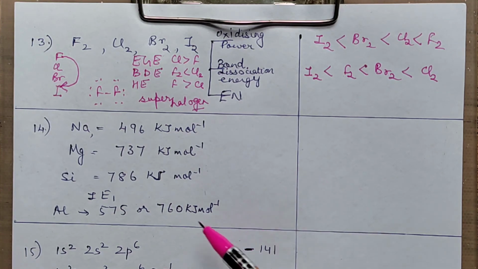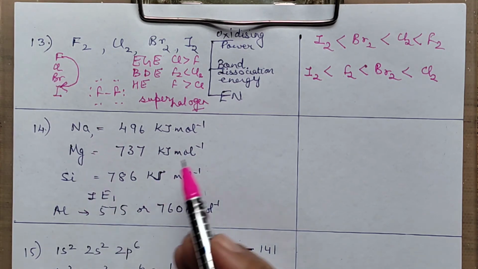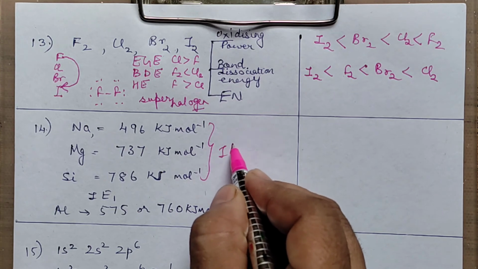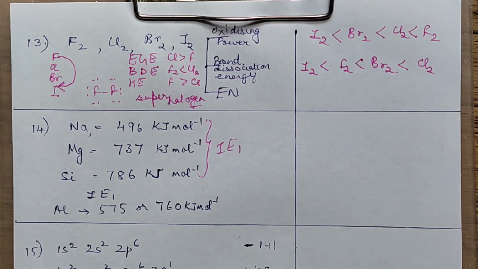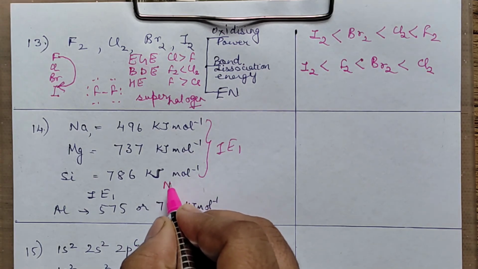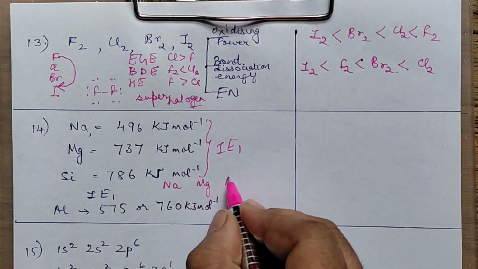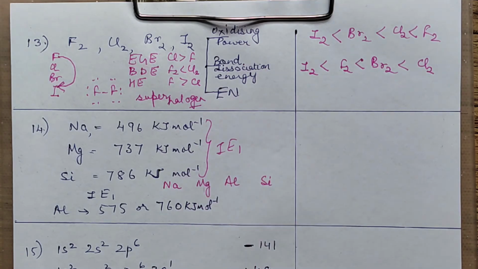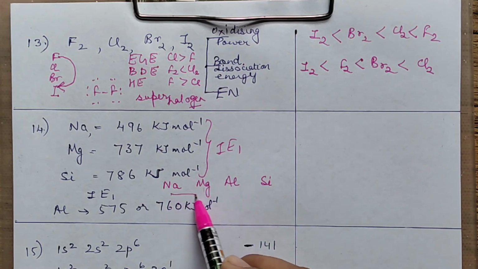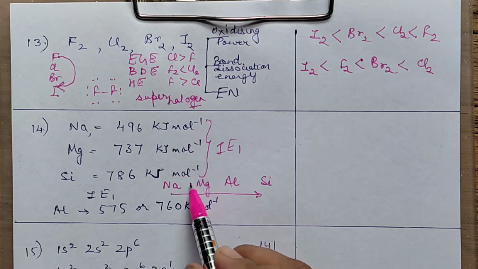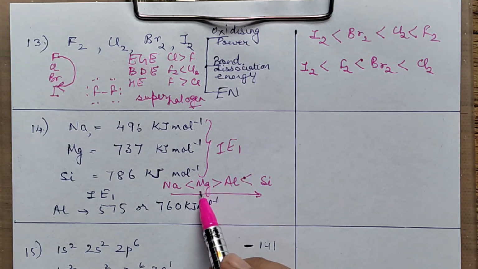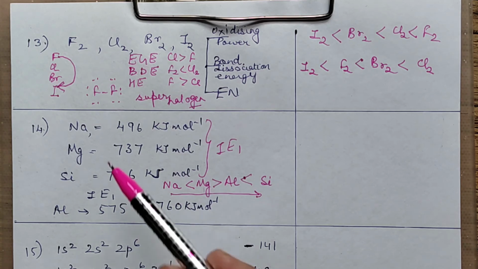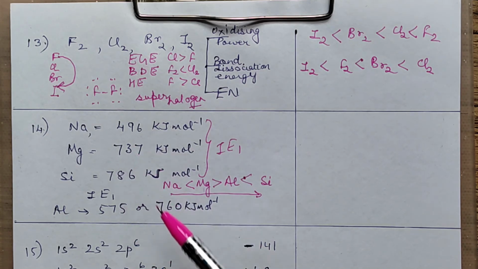Moving on to the next question, which says for sodium, magnesium, silicon, these are the ionization enthalpies given. First ionization enthalpy is given, and looking at these, they are expecting you to answer whether aluminium should have this or this ionization enthalpy. First, let us see their positions. It's sodium, then magnesium, then aluminium, and then silicon. They belong to the same period. Across the period ionization enthalpy should be increasing. But if you remember, we wrote earlier that magnesium is more than aluminium. So since magnesium is this, aluminium cannot be more than magnesium.